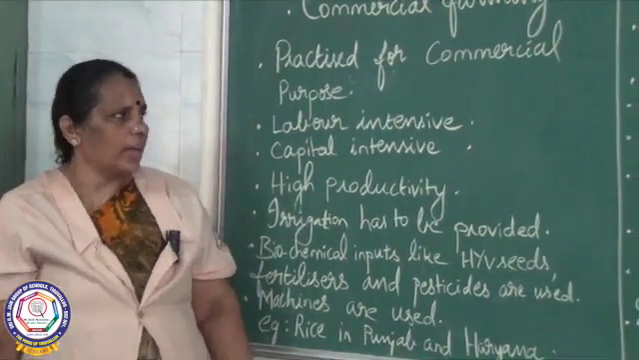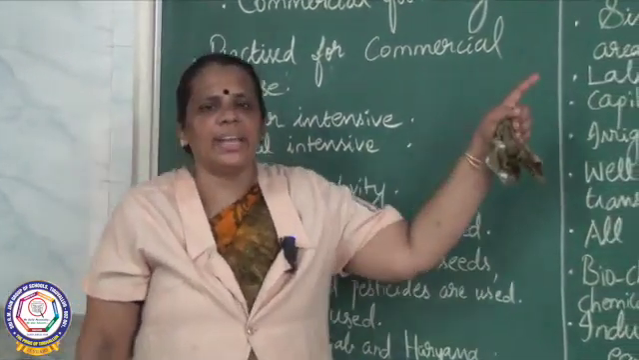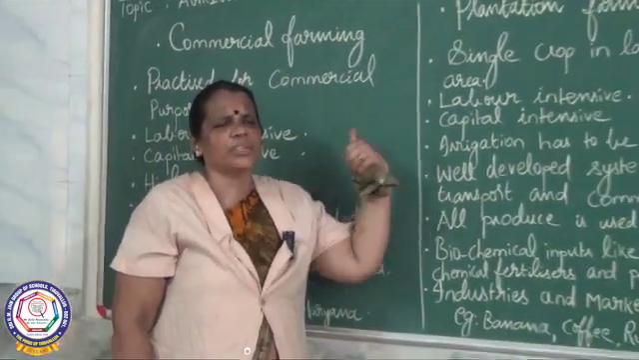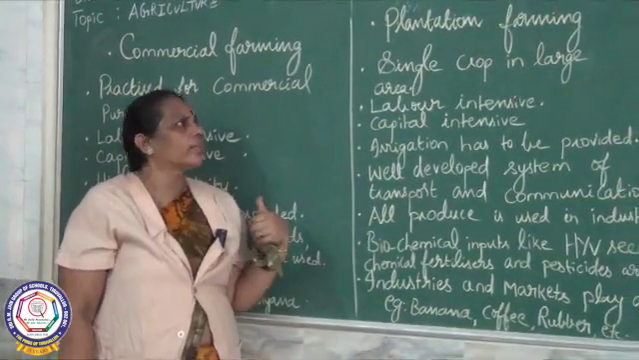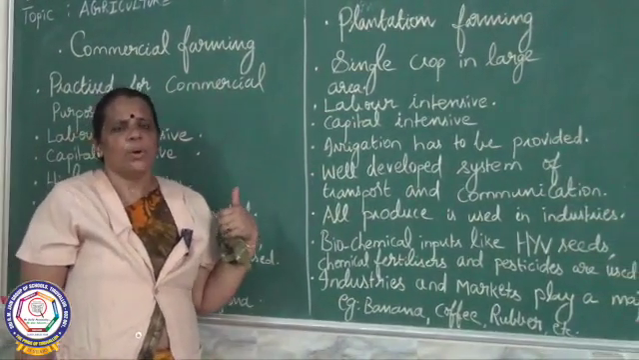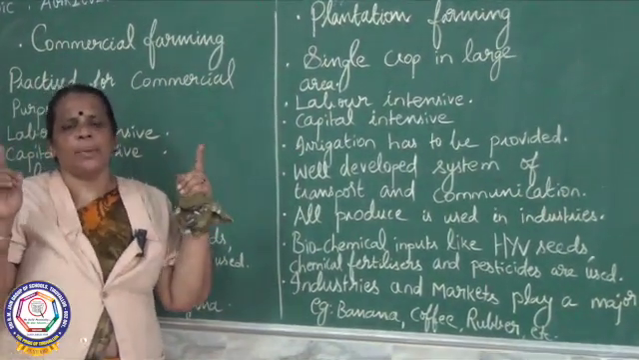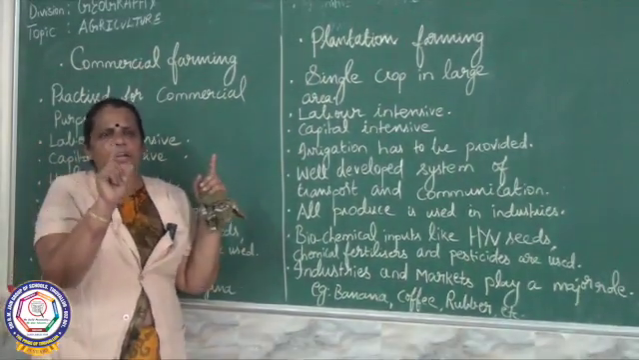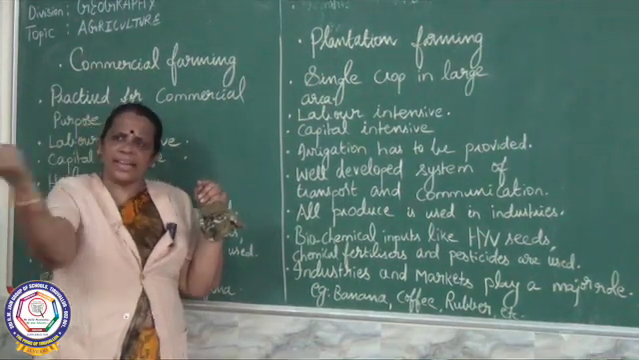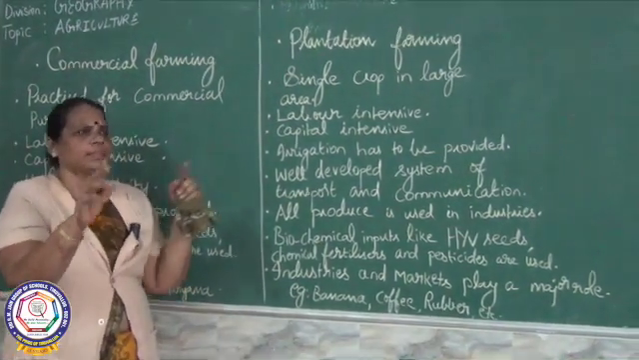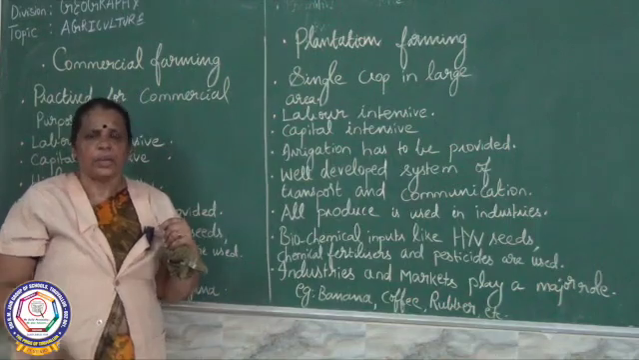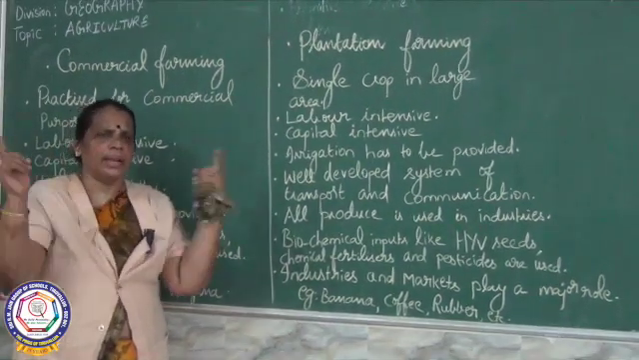The next one we are going to discuss is plantation farming. The last type of farming in our country is plantation farming. The first feature is a single crop in a large field. A particular crop is grown in the entire field.